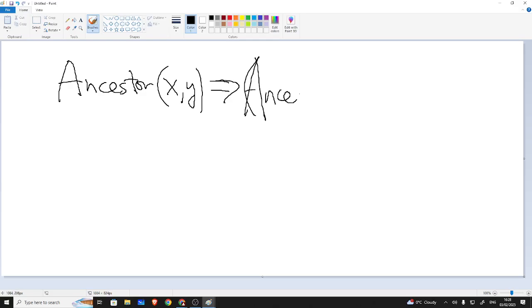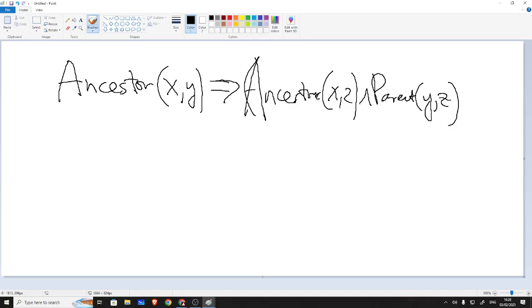Ancestor xz on the parent. Okay, so this is kind of an example. The parent yz. Let's see, it should be reversed actually. Okay, here's the issue.